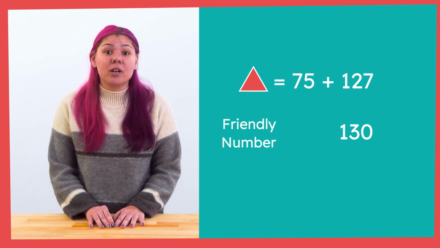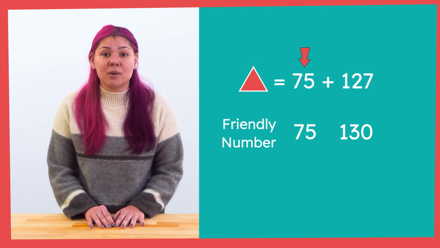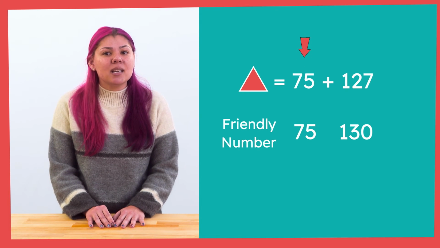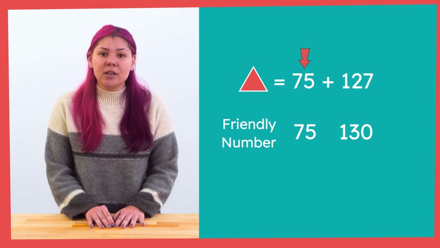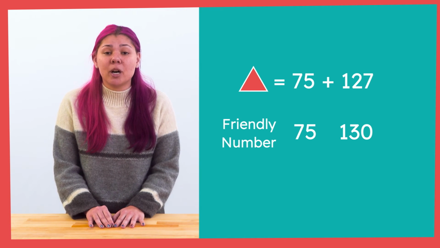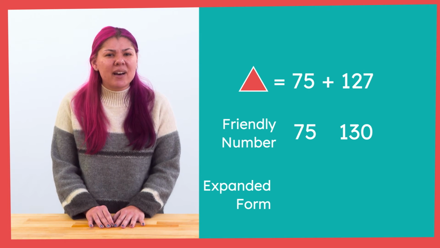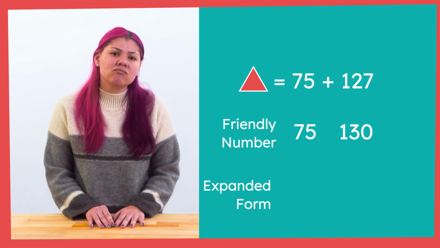130 is super close to 127 and easy to work with. 75 is already a friendly number since it ends in a 5. So let's think about how we can add these numbers, 130 and 75. Remember, we can break numbers apart into expanded form to make adding easier. How did we write 75 in expanded form before?